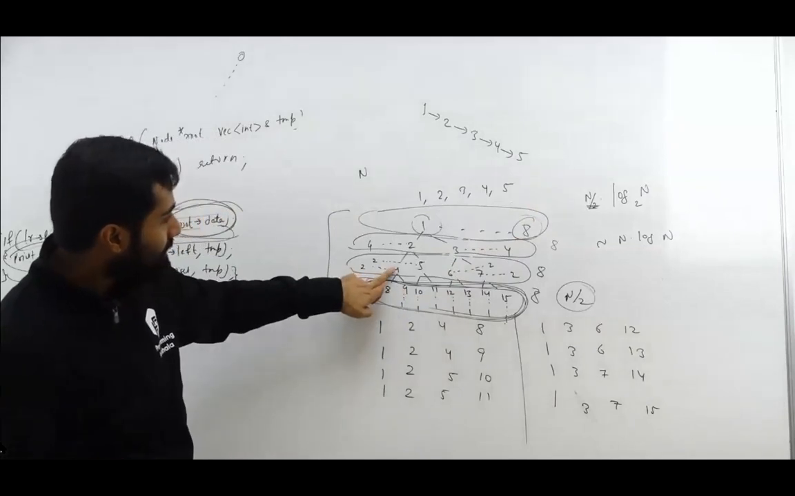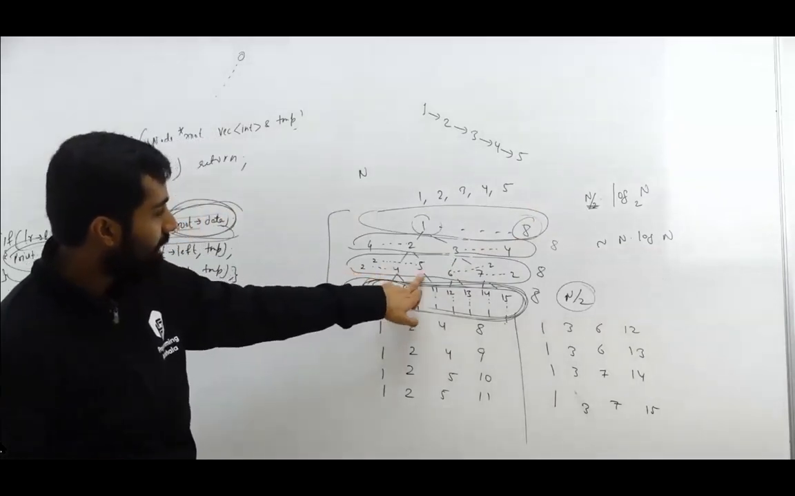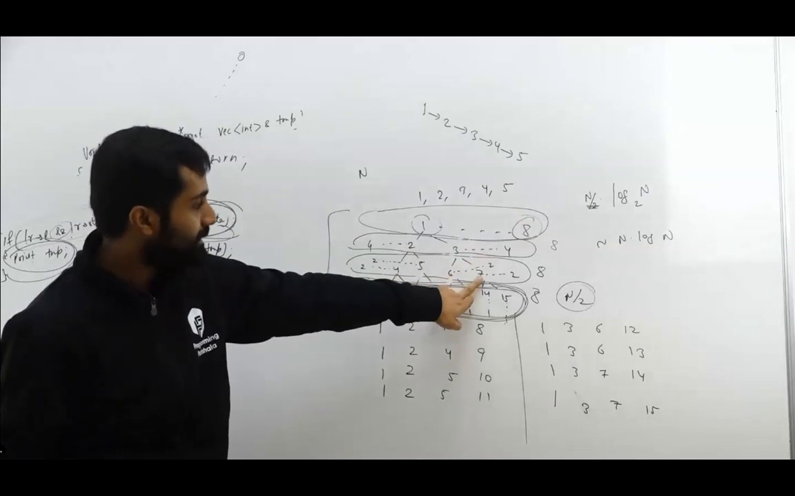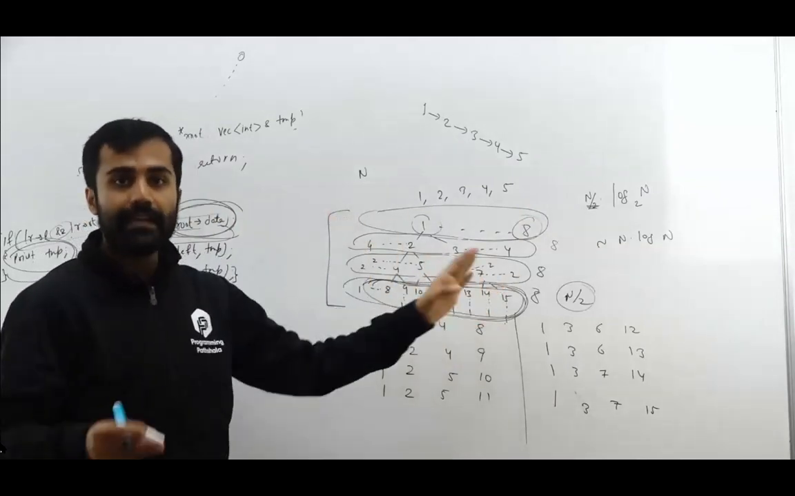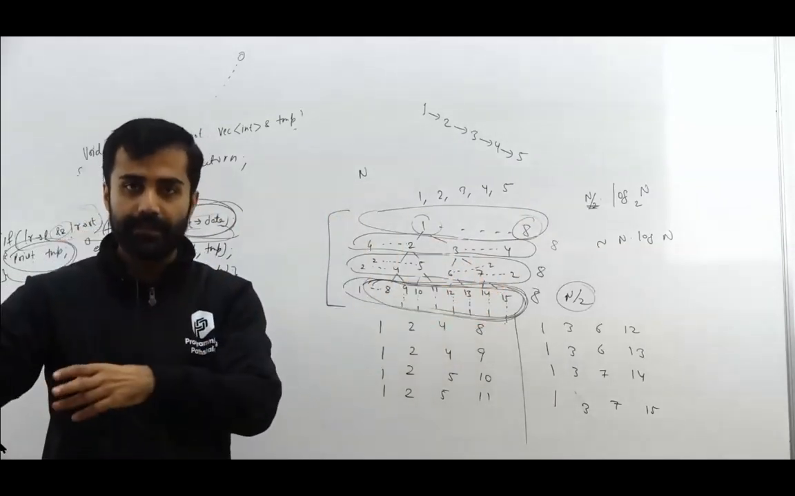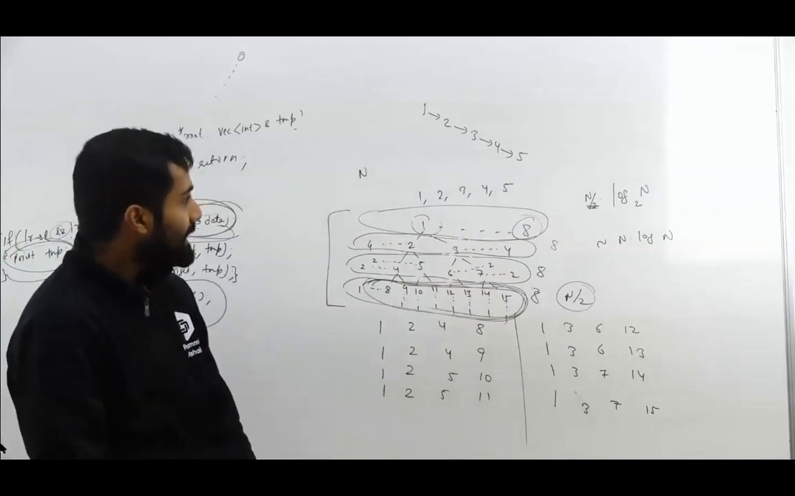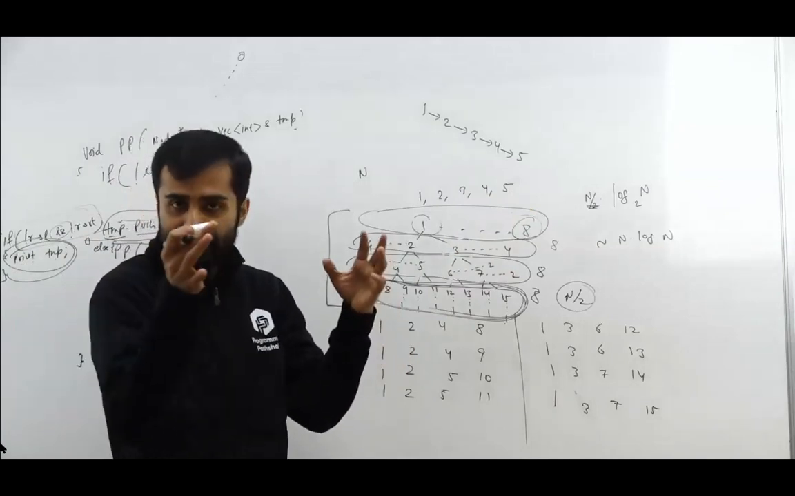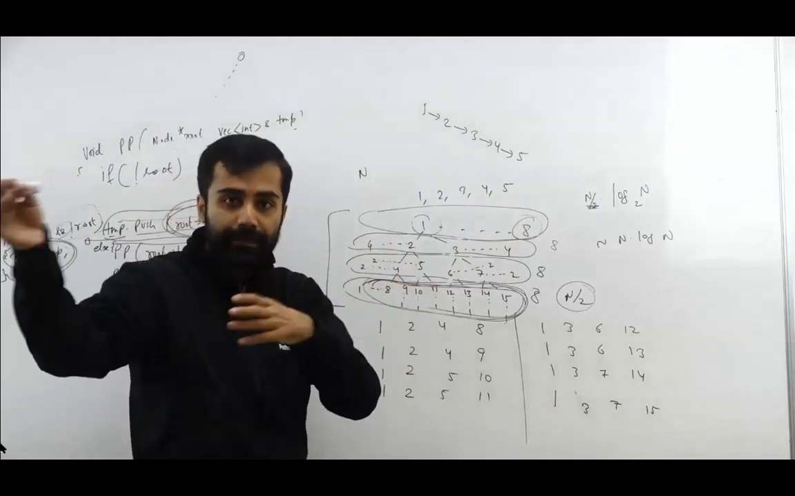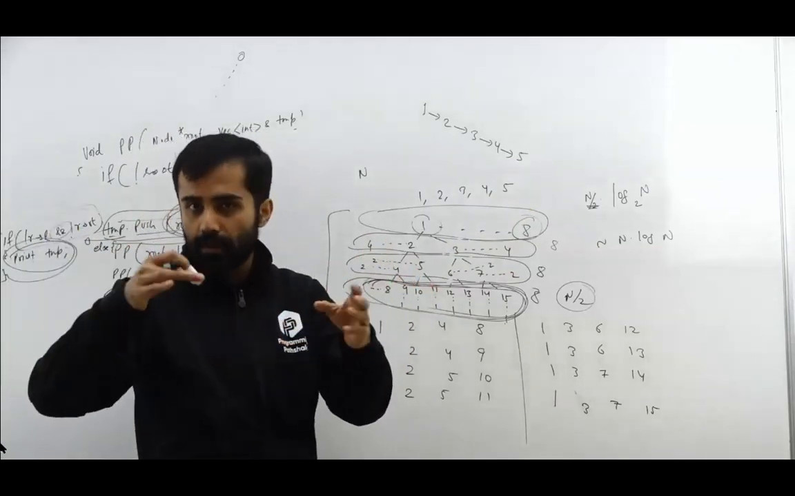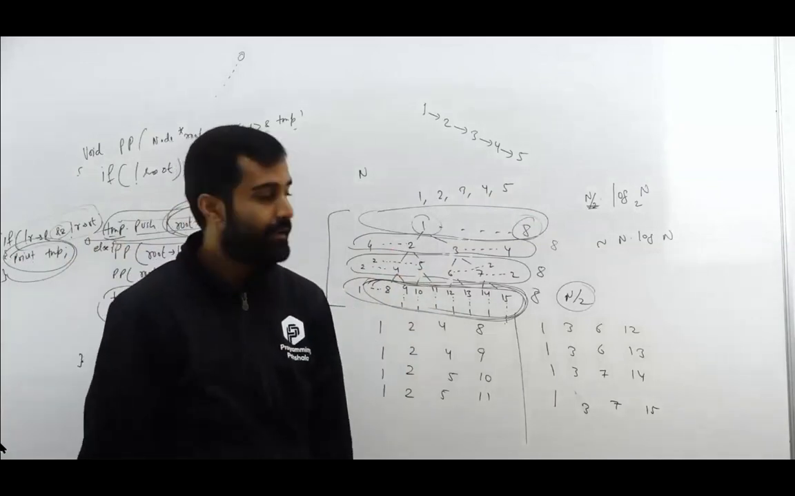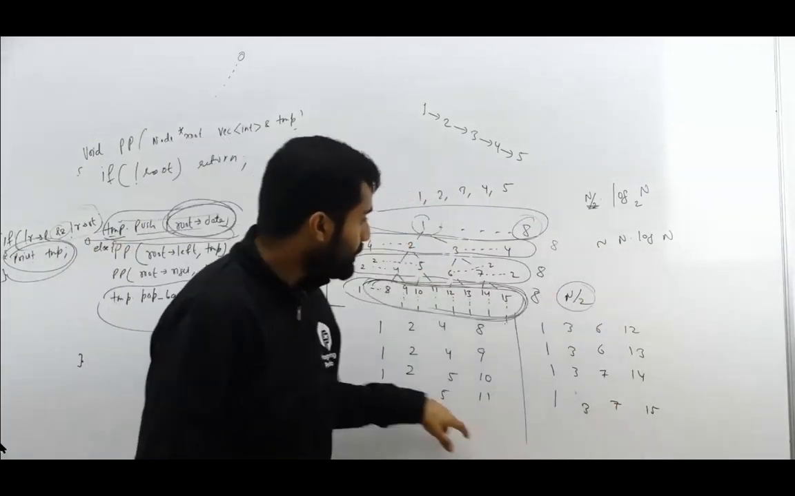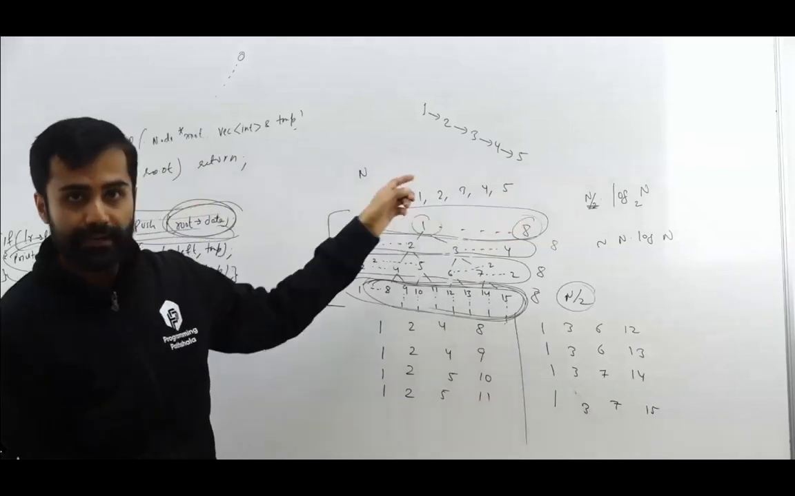N by 8 paths which will contain this, n by 8 paths which will contain this, n by 8 paths which will contain this, n by 8 paths which will contain this. Again, n by 8 plus n by 8 plus n by 8 plus n by 8 will be n by 2. So I can say that there are almost log n levels, and at each level, the number of prints that is happening is almost n by 2, which is n. So total data which will be printed will be almost n log n, where n is the number of nodes.